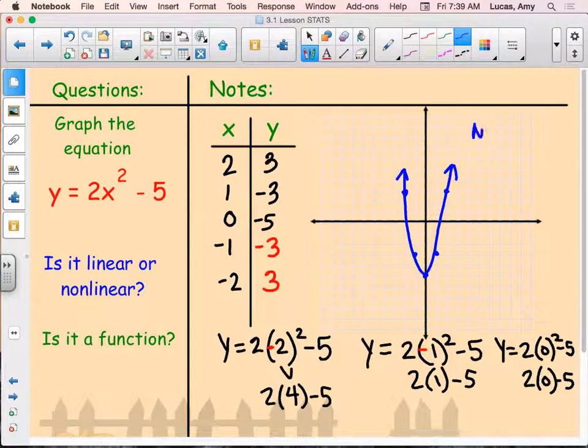So is this linear? No. Does it pass the vertical line test though? Yes. So it is not linear, but it is a function.